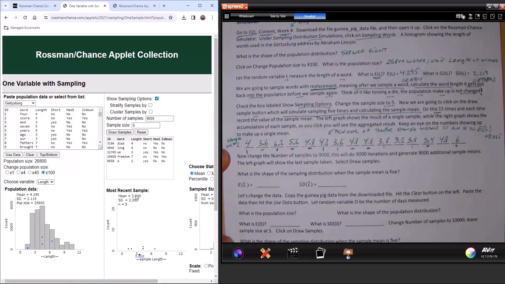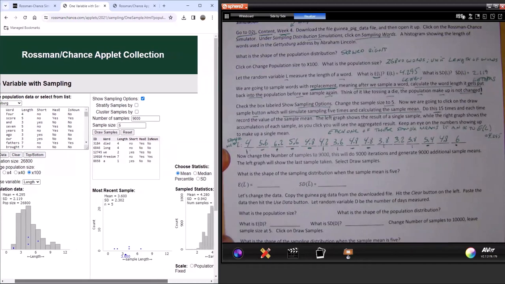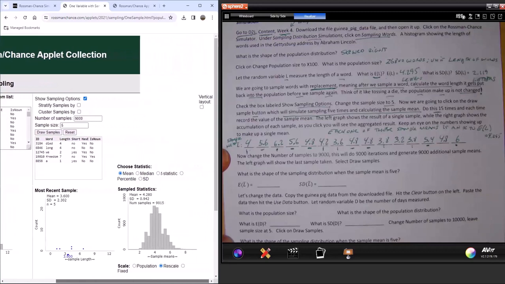Right here, the most recent sample mean was 3.6, which is in line with what happened here. You see where they came from. Now, what I want you to see is the sampling distribution of the mean. I should have done this one earlier, but I didn't. Maybe I'll do this again. This is now the sample statistics. This represents the means from the 9,015 samples that we just drew. And now you start to look at the shape of this thing.